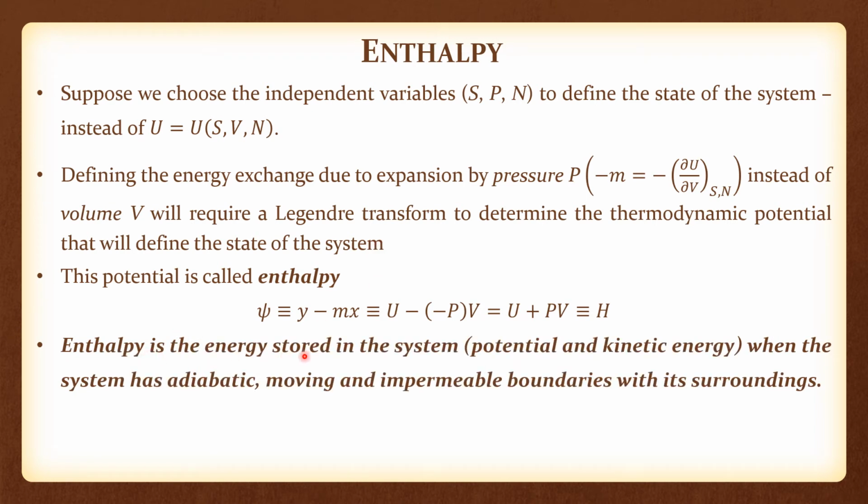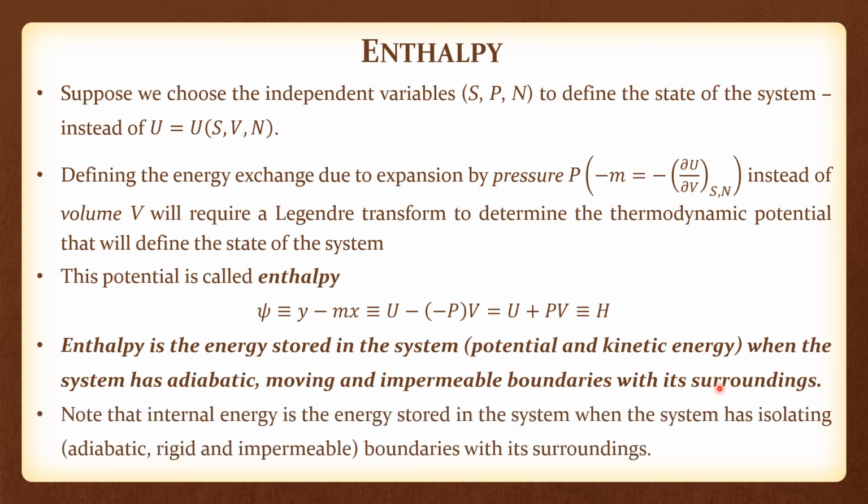So enthalpy is the energy stored in the system, again potential and kinetic energy, when the system has adiabatic, moving and impermeable boundaries with its surroundings. So this is the enthalpy, this is the energy that we calculate. Note that the internal energy therefore is the energy stored in the system when the system has isolating boundaries with the surroundings. That's what we started with, and then we started relaxing the various types of boundaries, and then we obtained the various criteria for thermodynamic equilibrium.